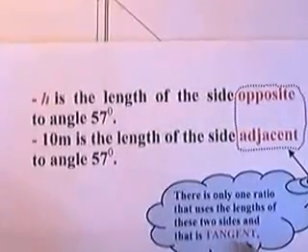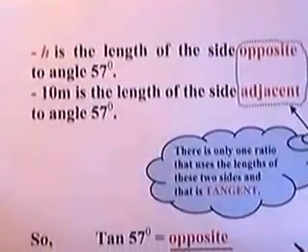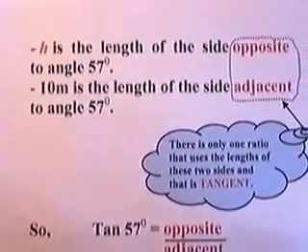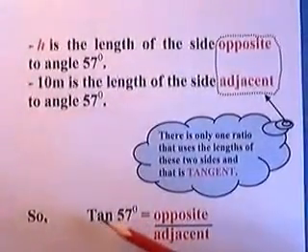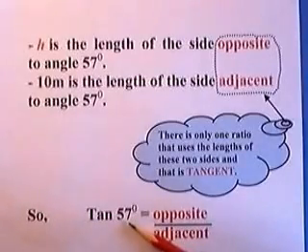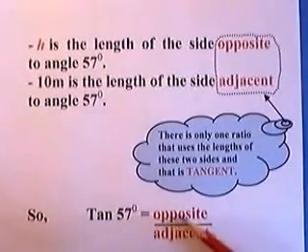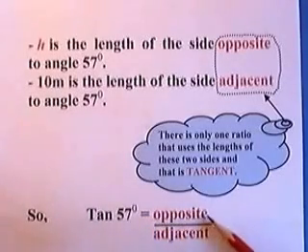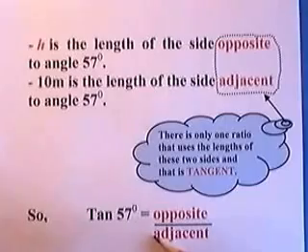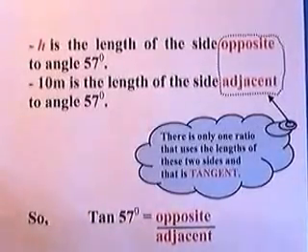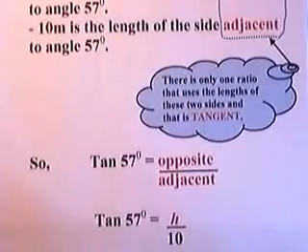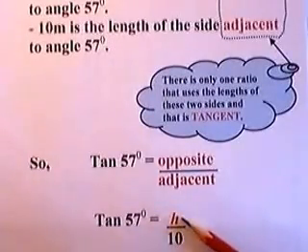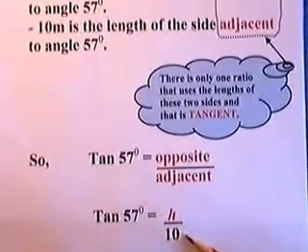So we would put into this the following. We would say, the tangent of 57 degrees must be equal to the opposite divided by the adjacent. What do I mean? I mean the length of the opposite side to 57 degrees divided by the length of the adjacent side to 57 degrees. Well, when I put in the information I've been given, this is h and this is 10 meters.